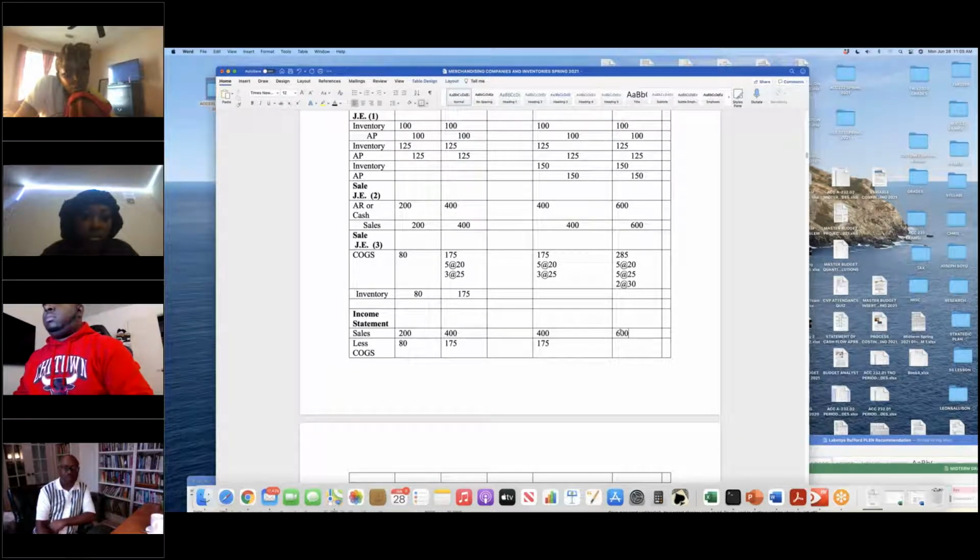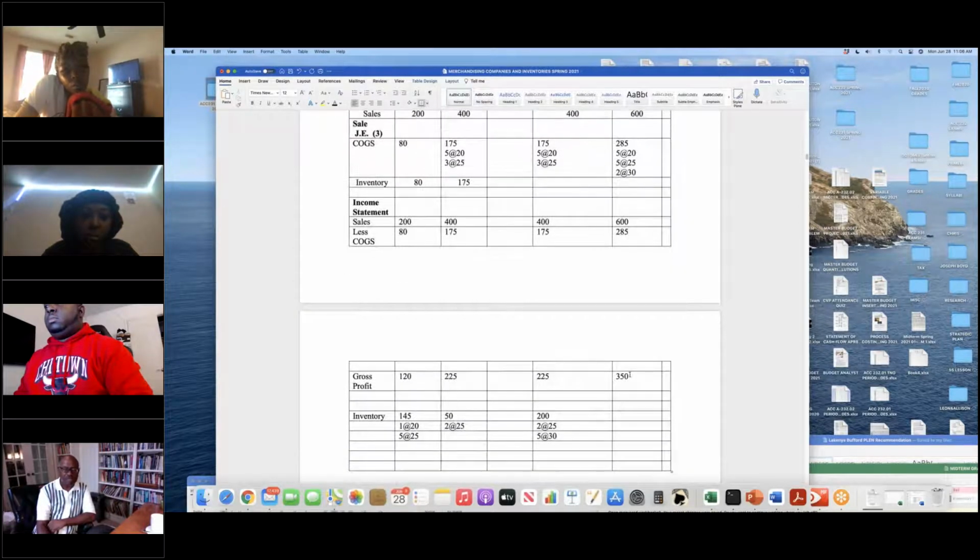So when we get ready to calculate that gross profit, it's going to be 600 minus 285, which is 315. And what do we have in inventory now? 3 shoes at 30 for $90. We've got $90 in here. And the gross profit is 315. Yes.